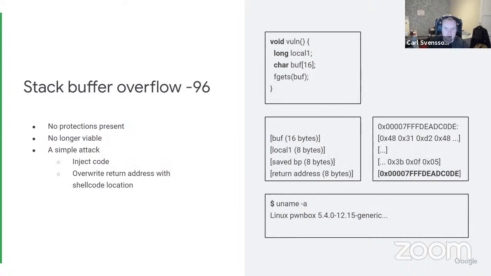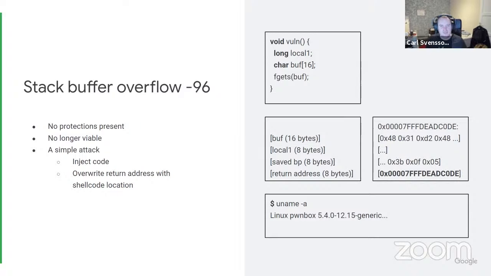So what we can do then is, instead of inserting a bunch of letters, we can insert our shellcode into this buffer. And then we can also overwrite the return address with the location of this buffer. So this is like the most basic buffer overflow attack. This is something you can do on a system with no protection. This is the attack that you would do back in 1996.